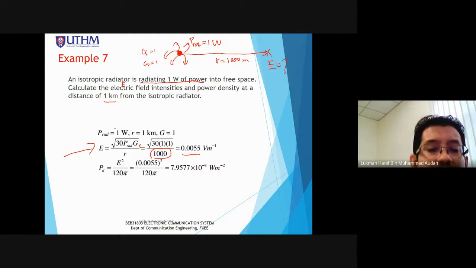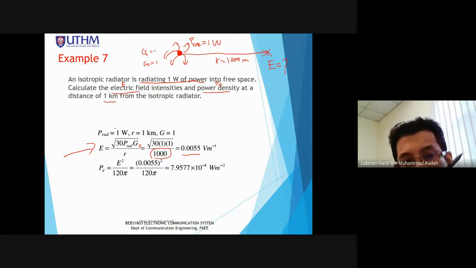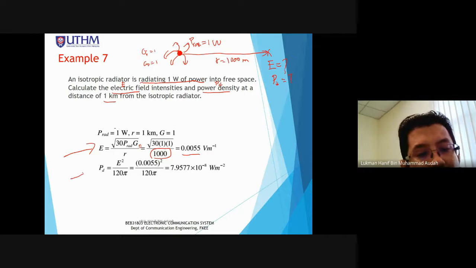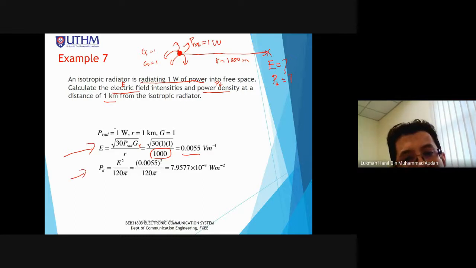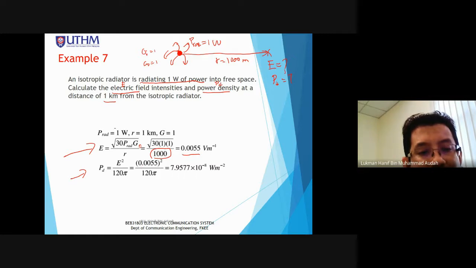Okay. Then the question asks, how much is the power density? So it asks two questions here, the E field and also the power density. So for power density we can use the third equation, which is E square divided by 120 pi. So we get 0.0055 square divided by 120 pi, so we get 7.9577 multiplied by 10 to the power of minus 8 watt per meter square.